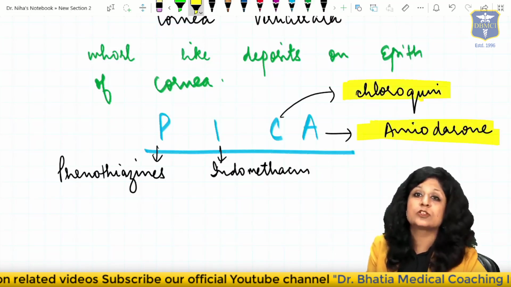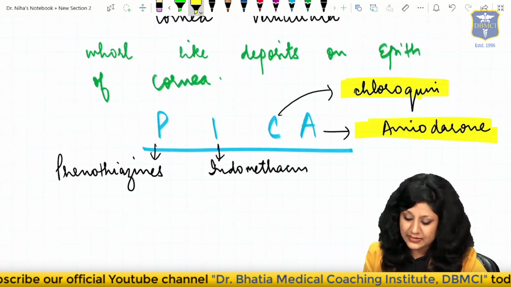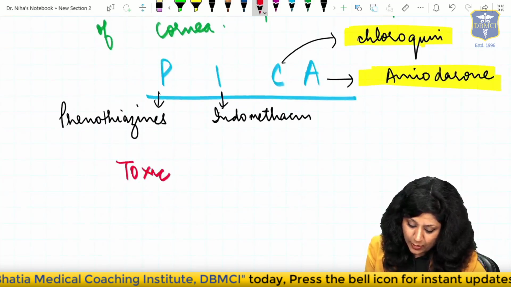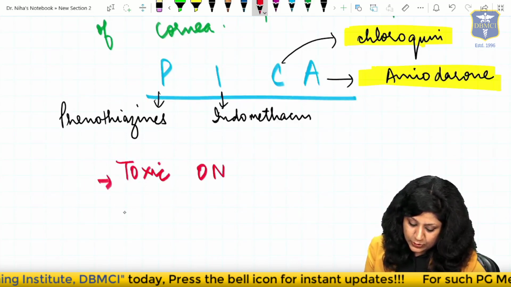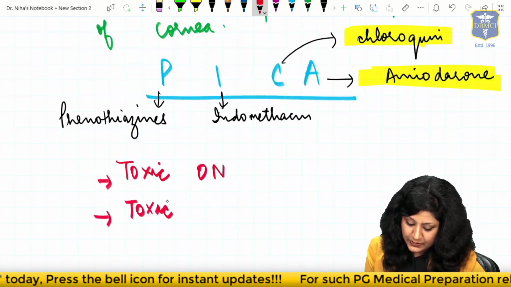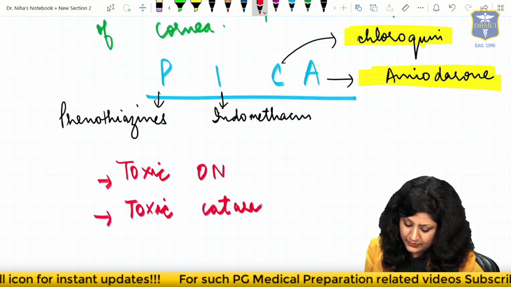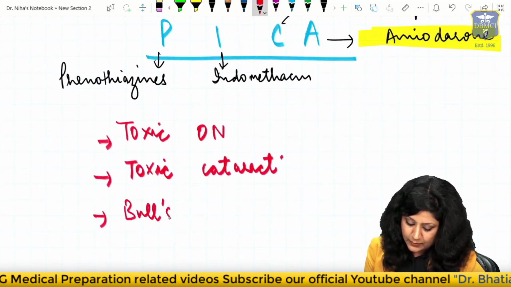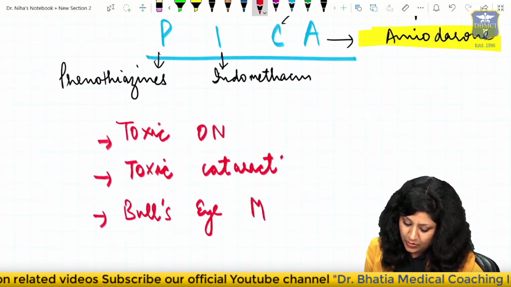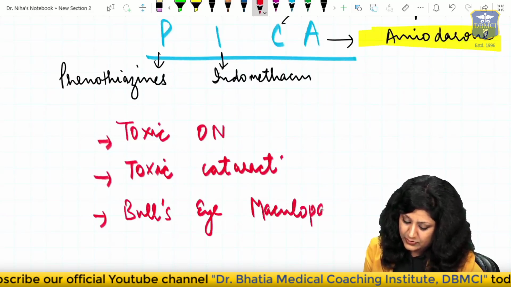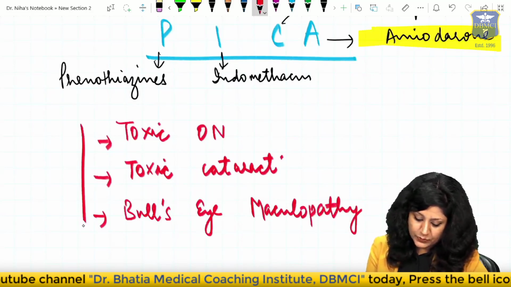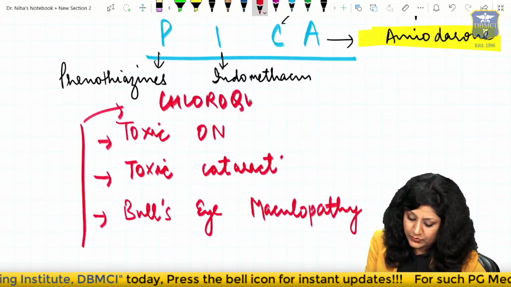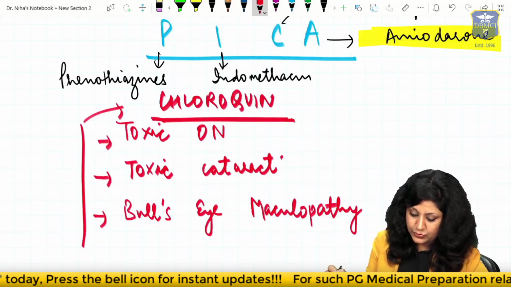Chloroquine is very important because chloroquine is causing so many things in the eye. Now, what are those things? Chloroquine is causing toxic optic neuropathy. It is also causing toxic cataract. Then it is also causing bullseye retinopathy or maculopathy. Then it is also causing vortex keratopathy. So, all this is caused by chloroquine. So, chloroquine is an important drug.